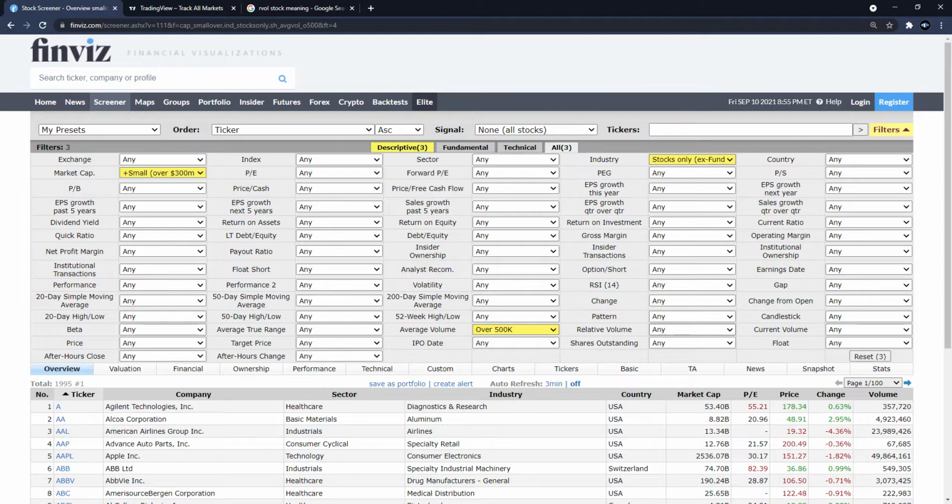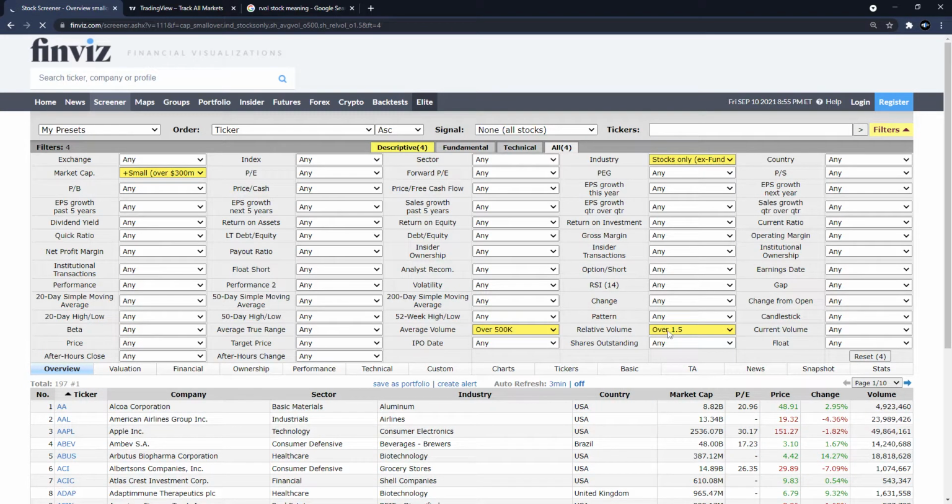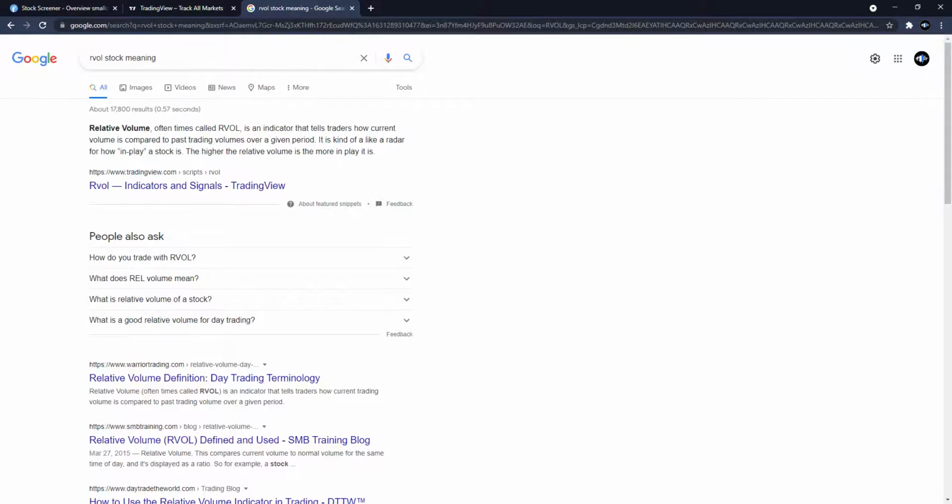So we want the stock to have slightly more volatility today compared to, for example, yesterday, or two days to one week ago. We want it to be trading today at around 1.5 times the amount that it was trading in the past periods. As you can see, the higher the relative volume is, the more in play it is.